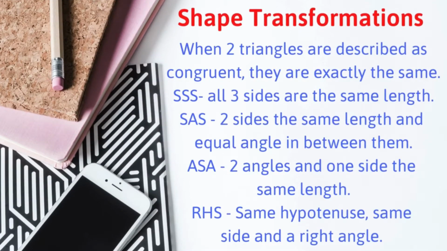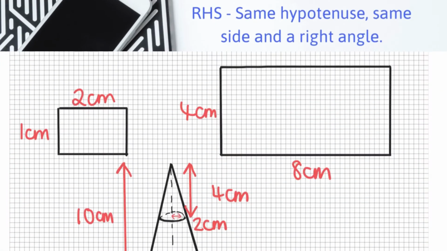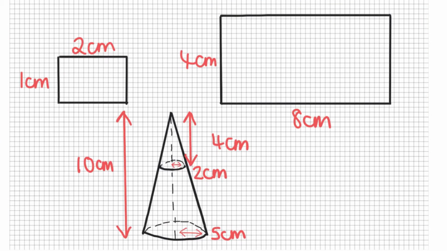When two triangles are described as congruent, they're exactly the same. The key signs to look out for are SSS, all three sides are the same length, SAS, two sides are the same length and an equal angle in between them, ASA, two angles are the same and one length is the same size, or RHS, same length of hypotenuse, same length of another side and a right angle in the triangle.